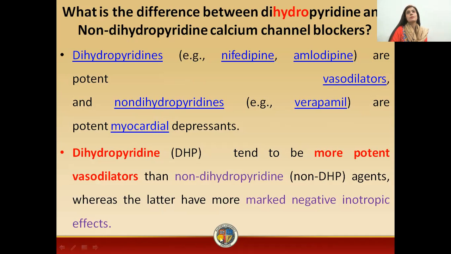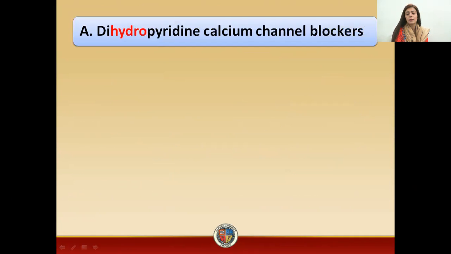One thing you must remember is that this is not an absolute statement. If I'm saying that a particular drug acts on the arteries, it does not mean it will not act on the heart. No, this is not the case. If I'm saying this is a potent vasodilator, it means it has more effect on the arteries, on the vessels, as compared to the heart. This line is also written in your book, Lippincott.